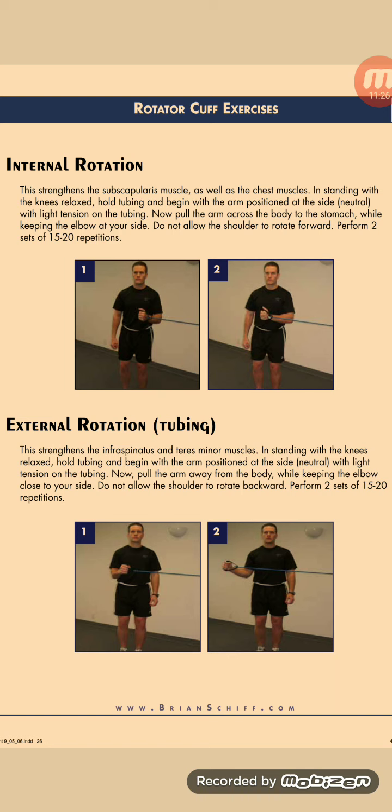External rotation tubing. This strengthens the infraspinatus and teres minor muscles. In standing with the knees relaxed, hold tubing and begin with the arm positioned at the side, neutral with light tension on the tubing. Now pull the arm away from the body while keeping the elbow close to your side. Do not allow shoulder to rotate backward. Perform 2 sets of 15 to 20 repetitions.